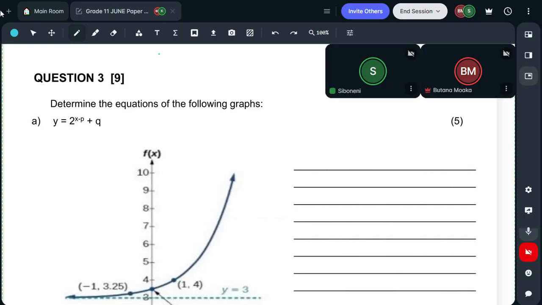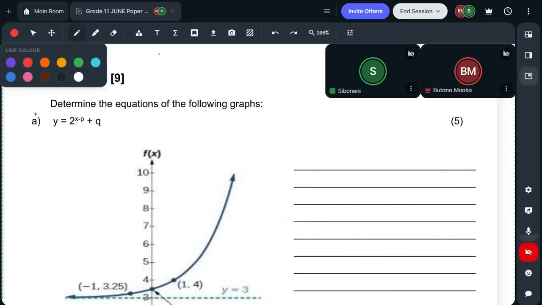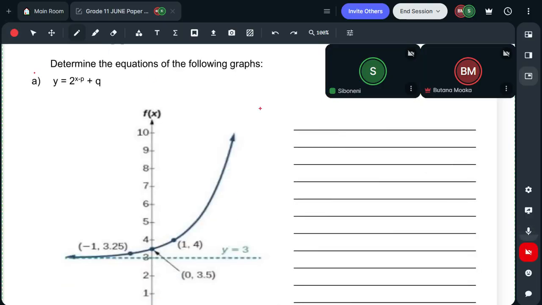Let's look at this function. I'm going to look at this function here. Determine the equation of the following graph. So you are given the equation y.